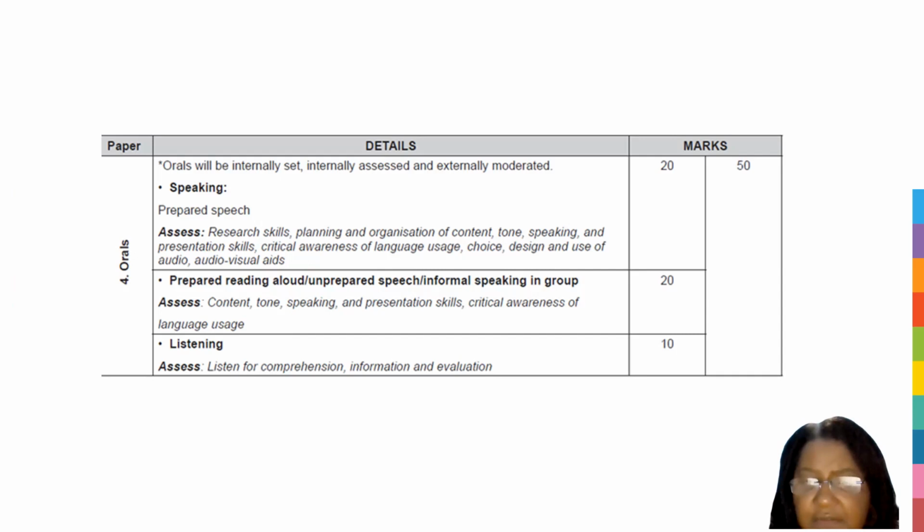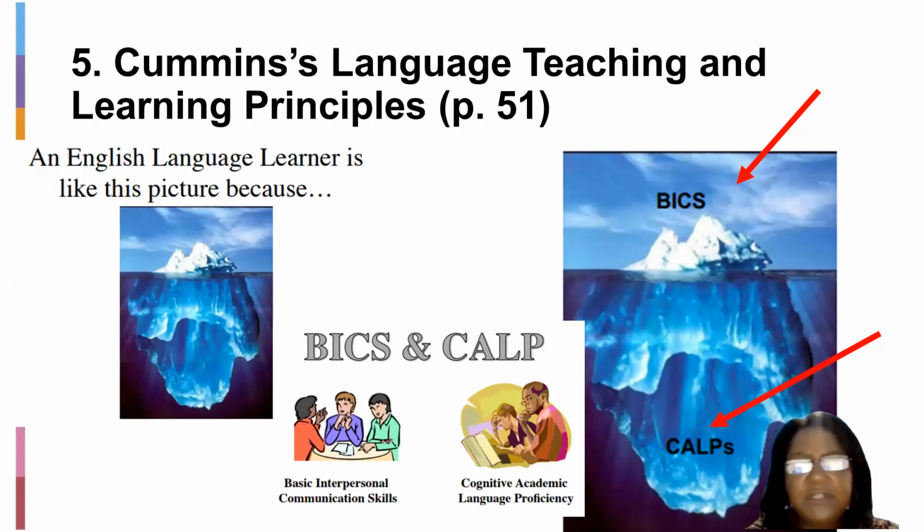And so now we're going to look at number 5, which will be Cummins's principle about BICS and CALP. Now, Cummins is a theorist who talked about language teaching and language learning principles. And this you'll find on page 51 in the Ferreira book. And he says an English language teacher is like this picture. Can you see there?